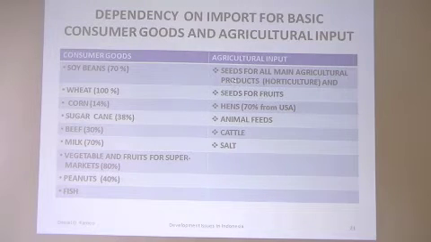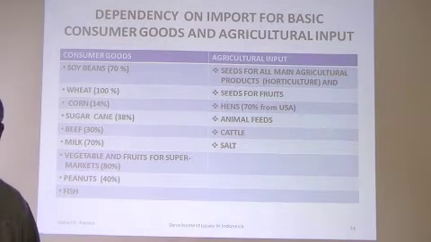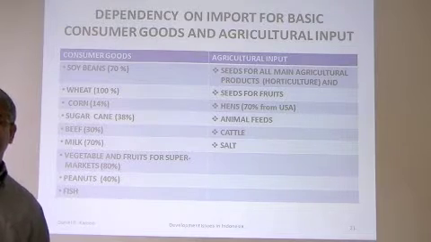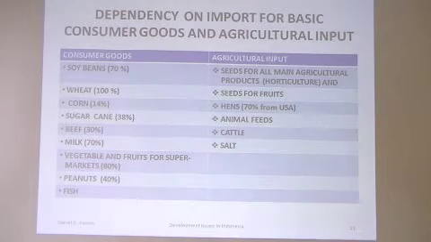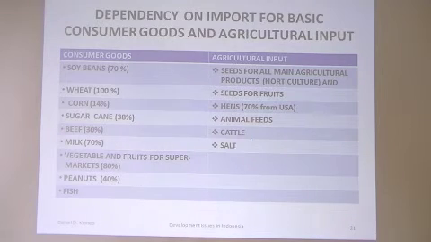Agricultural seeds are very important. Almost all seeds for all main agricultural products for horticulture, rice, corn, vegetables, everything, we still import them, especially from the US and Thailand. Seeds for fruits, 70% of them from the USA in total. Animal feeds, there's nothing wrong with this, but these are all very important for the economy of the country. So this dependency means that the economy of the country is very weak. It depends heavily on important inputs for our very important products.